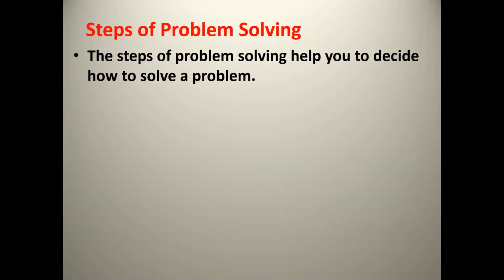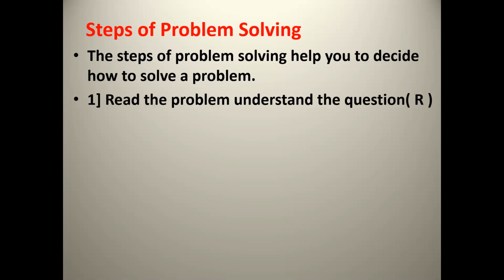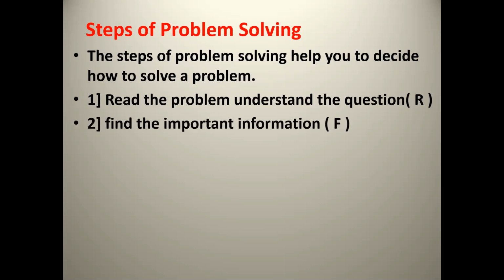Now here, steps of problem solving help you to decide how you can solve the problem. So if you follow these steps, it will be easy for you to solve the problem. First step, read the problem, understand the question. R. That is, first we read the problem to understand what the problem is talking about. Next, find the important information, F. Sometimes we have extra information, but we don't use it. We use only the important information.